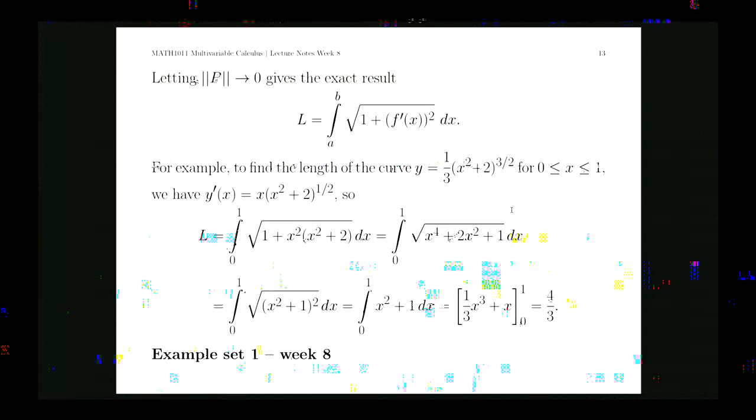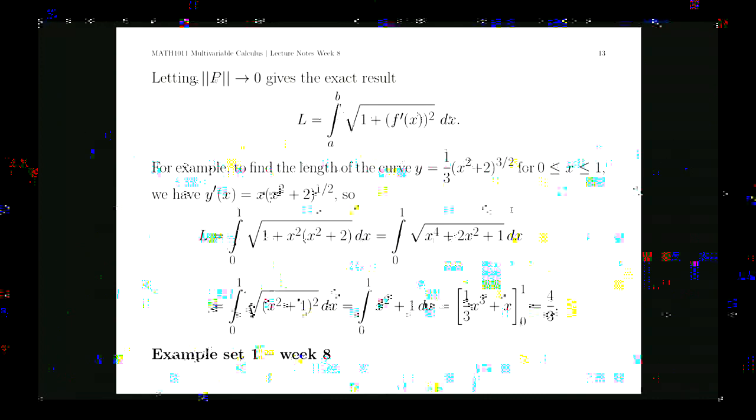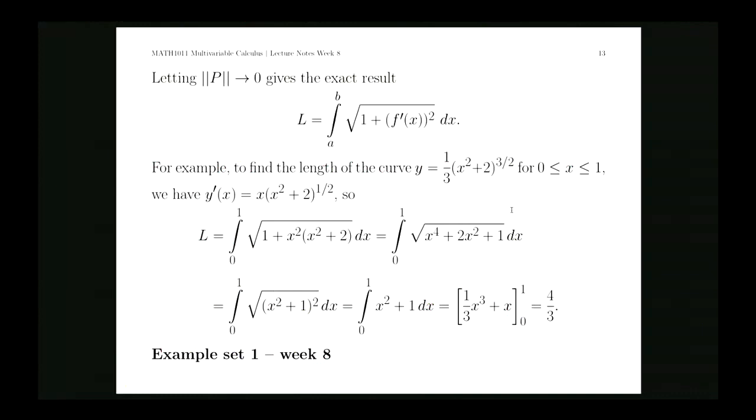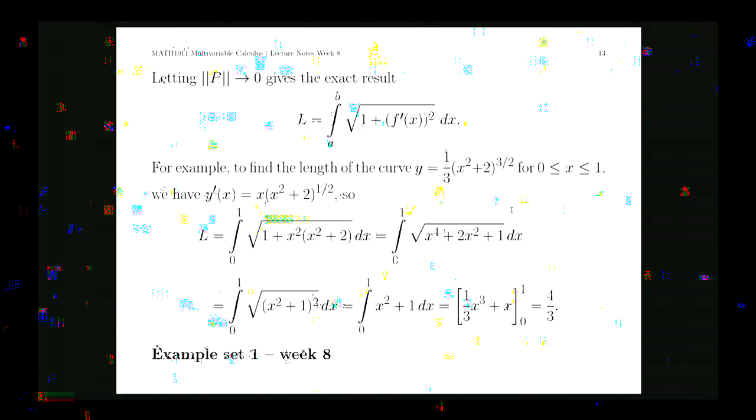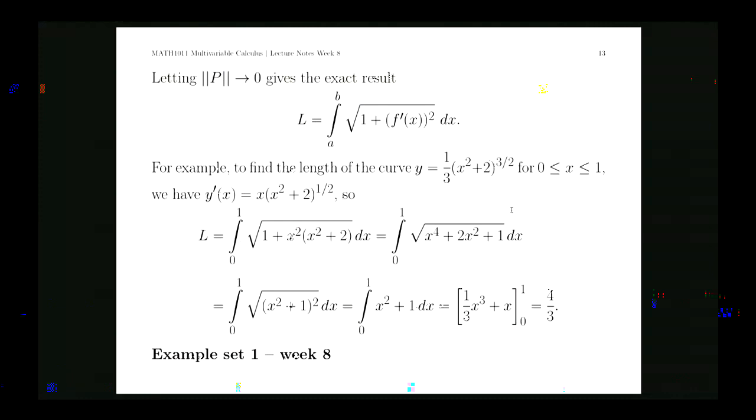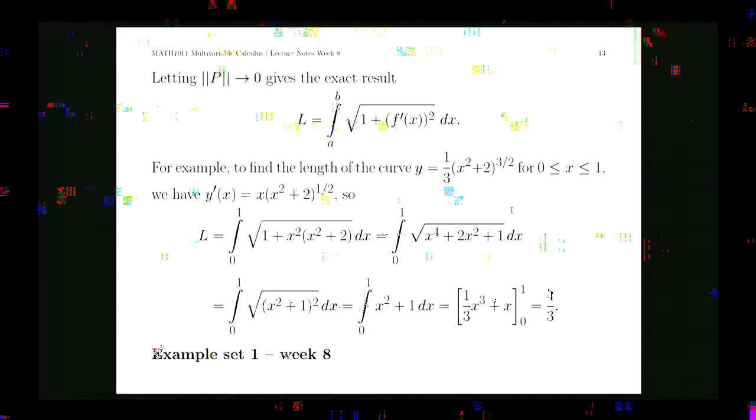Right, so problem. As we've seen, bringing a square root in is not pleasant. A lot of the time these will be very nasty integrals to do. So there's tricks we can do. As always, I'm not going to give you one that's impossible. Remember, with square roots, things get nasty. So let's have a look at this example. Find the length of the curve y is a third times (x squared plus 2) to the 3 on 2, for x between 0 and 1.